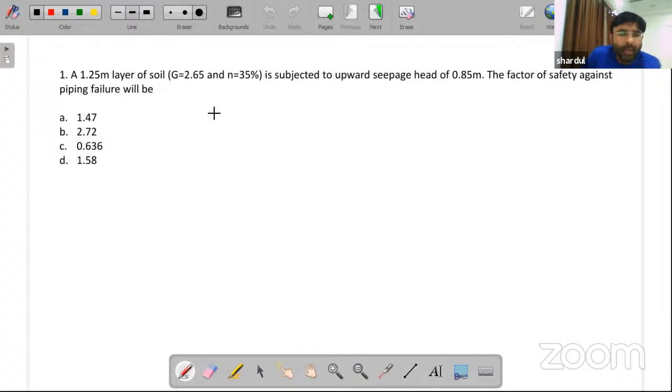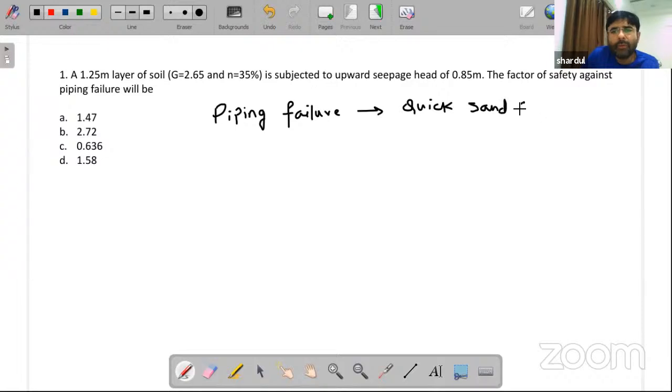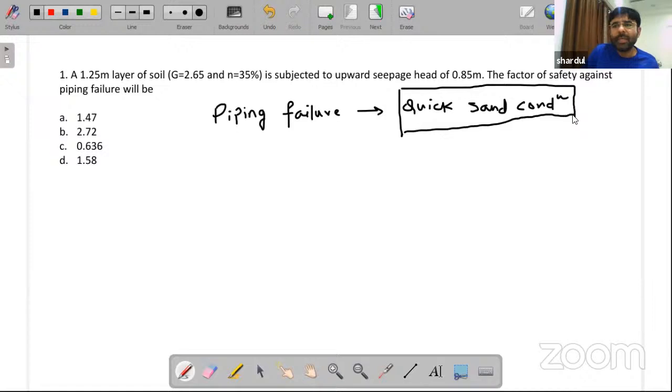See, first of all, what is the piping failure? The term piping failure is actually associated with the quicksand condition. I am sure that you must know the meaning of quicksand condition. What actually does quicksand condition mean? It is the condition during the upward seepage, when the seepage is occurring in the upward direction. What is quicksand?